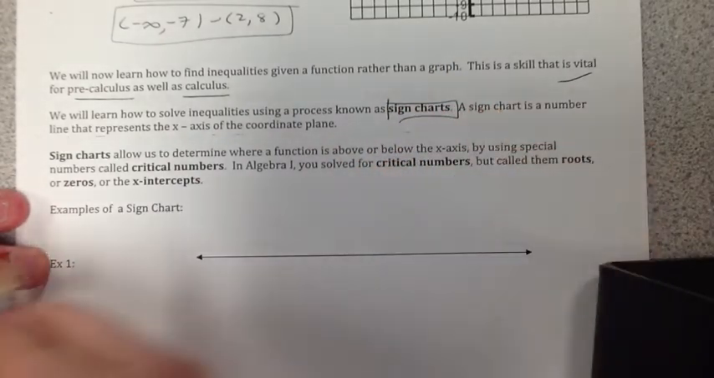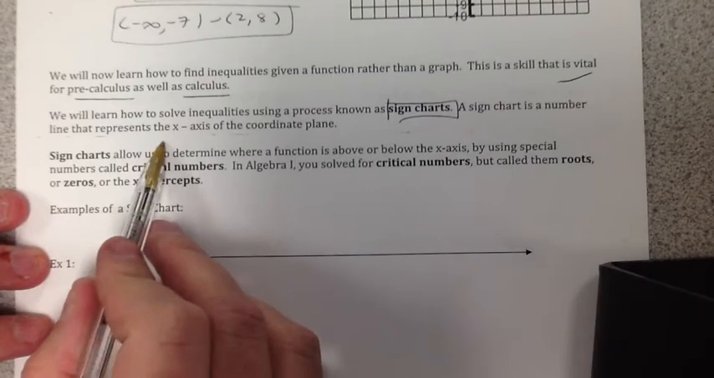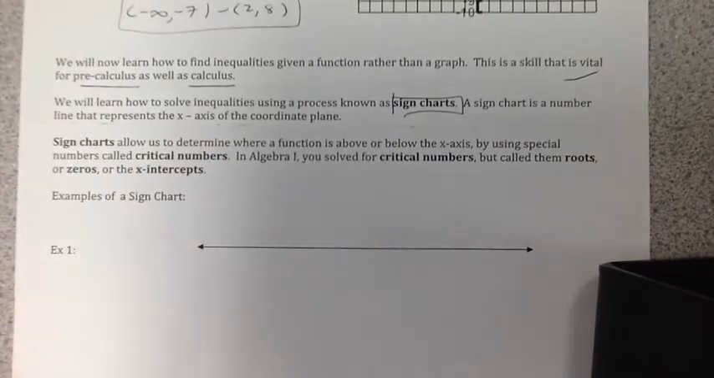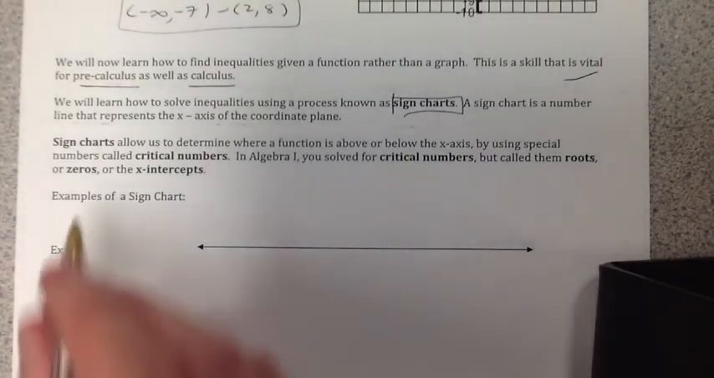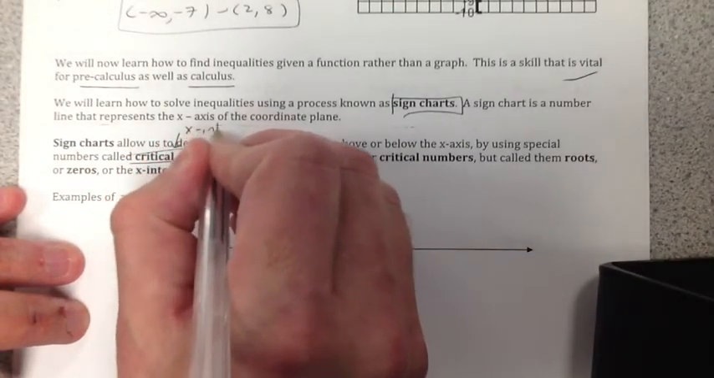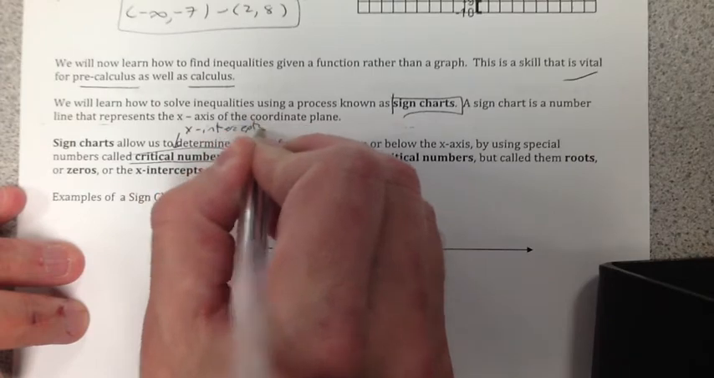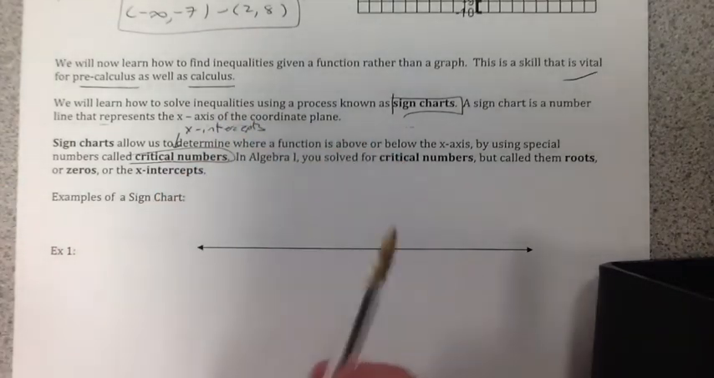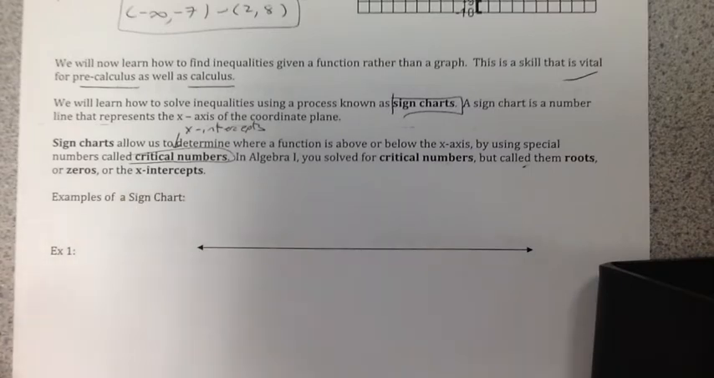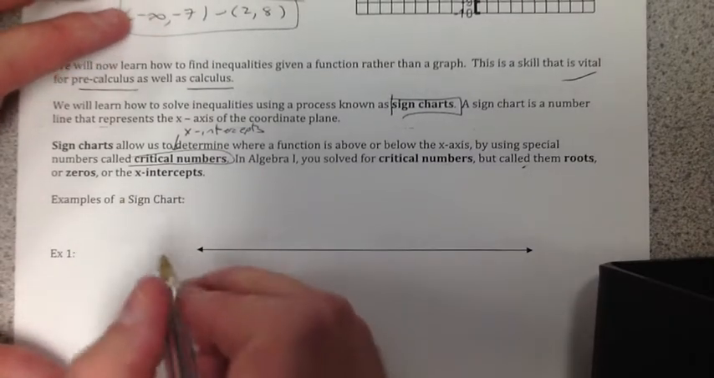Now, a sign chart is a number line that represents the axis of the coordinate plane. Sign charts allow us to determine where a function is above or below the x-axis by using special numbers that we call critical numbers. Basically, it's the x-intercepts. In Algebra 1, you solve for critical numbers, but you call them roots, or zeros, or the x-intercepts. Now, this is an example of a sign chart.